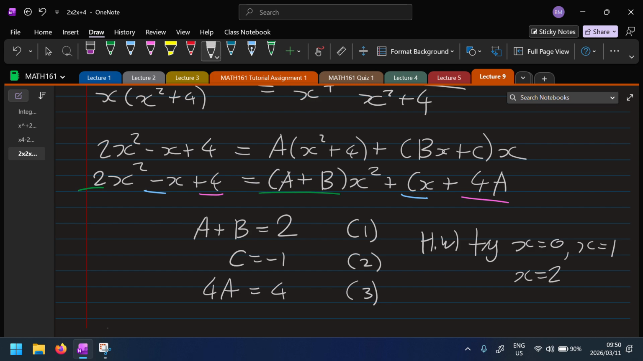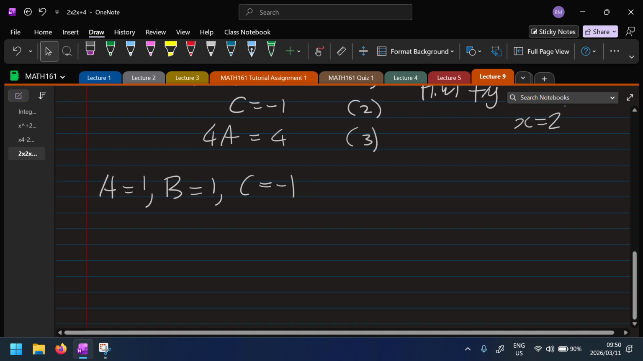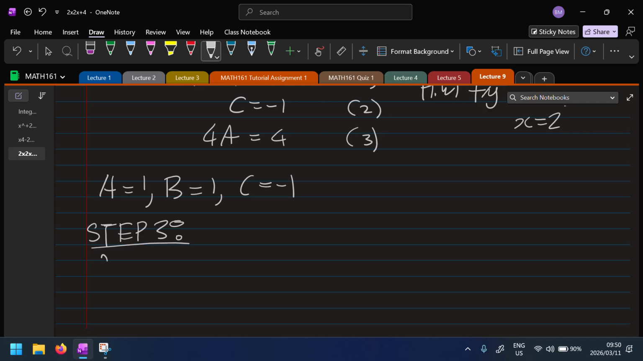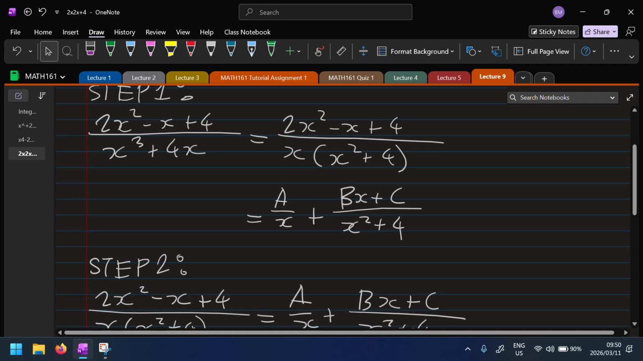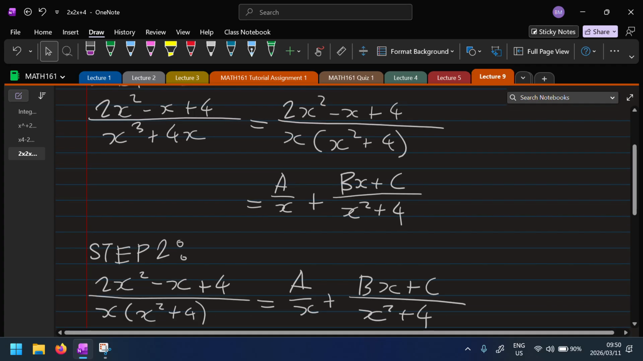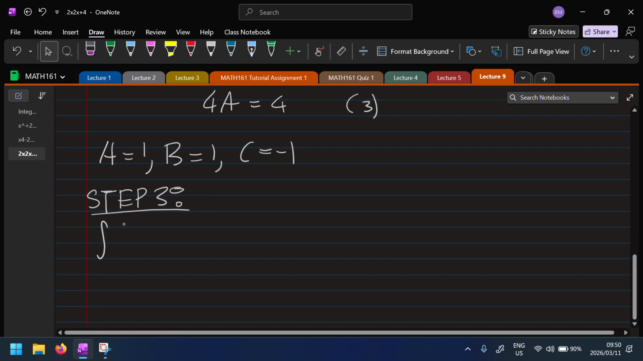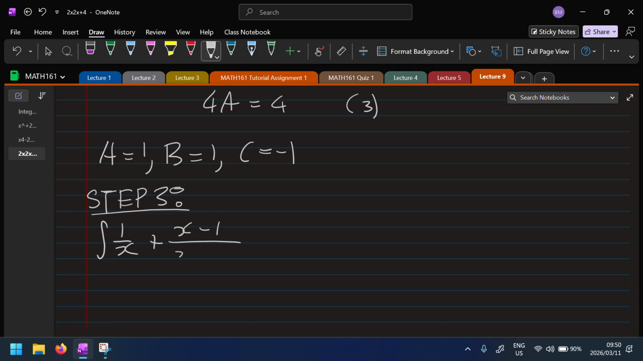All good. Okay, step 3, the integration. So we have the integral of this decomposition, and now we know a, b, and c, so we can substitute that. So it's going to be 1 over x plus x minus 1 over x squared plus 4.